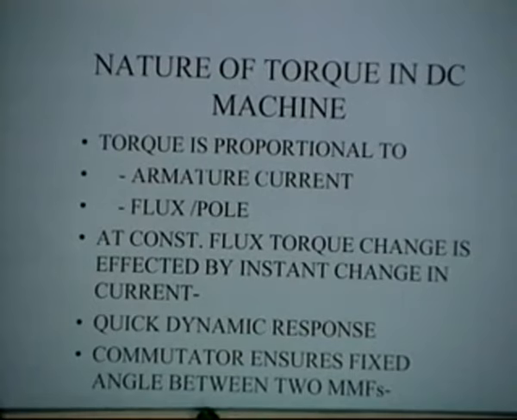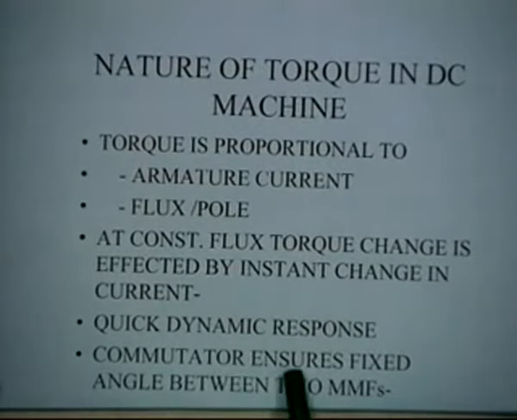And there is another noble quality it has, a very novel one: the commutator ensures a fixed angle between the two MMFs. In no other machine is that possible. It is not possible to have a fixed angle between the two MMFs. That is only possible in a DC machine. So you must understand the advantages and limitations of each machine.